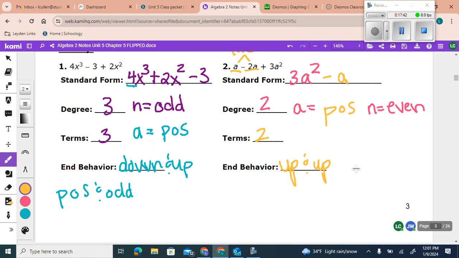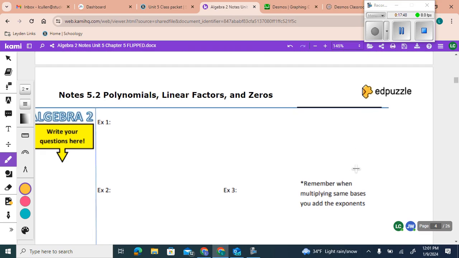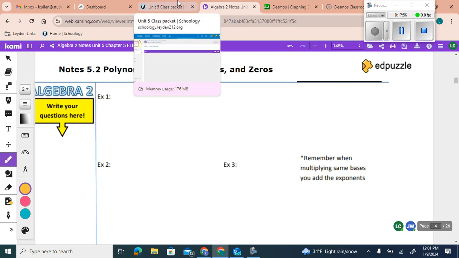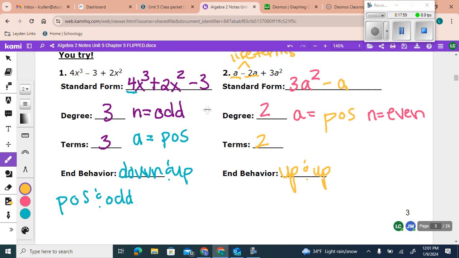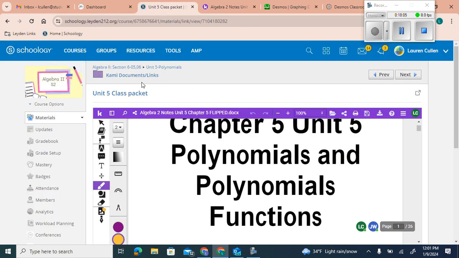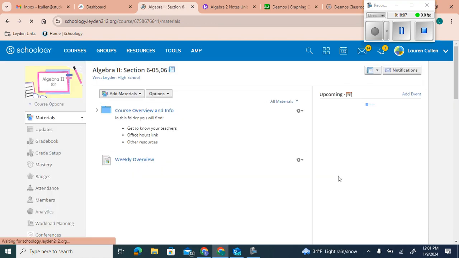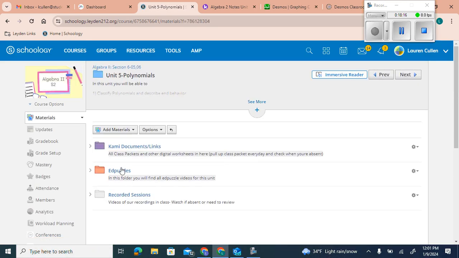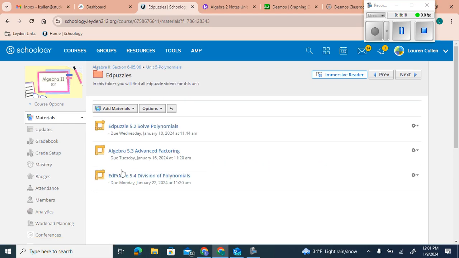So we have 10 minutes to start your homework, which is your Ed Puzzle. So everybody go to Schoology and turn to this page. As you guys start, we will come around and stamp your page for the day, your 2 pages that they are done. You are going to go to our Schoology page, and you're going to go down to Unit 5, Polynomials. In here, you will see an Ed Puzzles folder. You're going to click in there, and you're going to watch the 5.2.